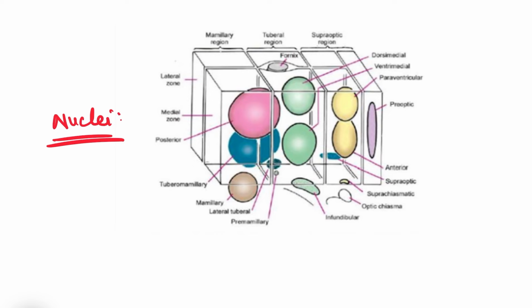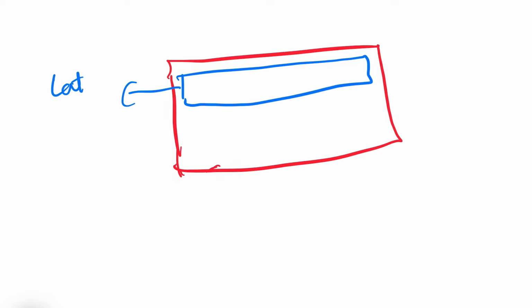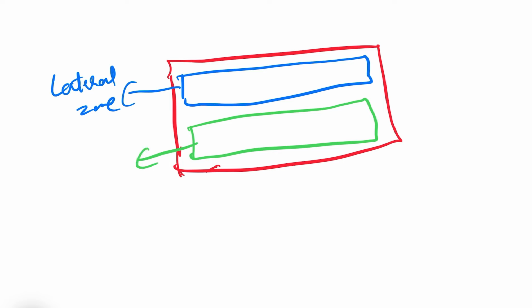So before going into detail about the functions of the hypothalamus, I would like to revise the nuclei of the hypothalamus. Consider this red colored mass as the hypothalamus, one side, right or left. It is basically divided into two parts. One is the lateral part, or lateral zone, which I am highlighting with blue color, and the other is the medial zone, which I am now highlighting with green color. So now this is the medial zone.